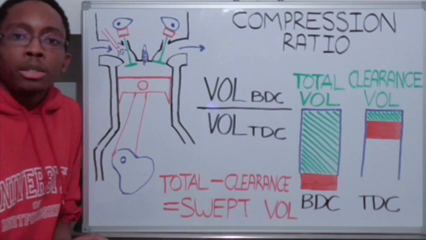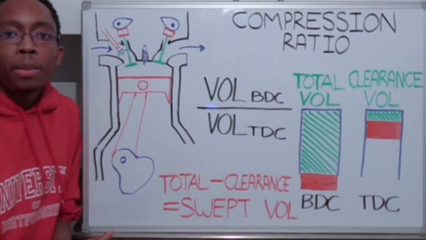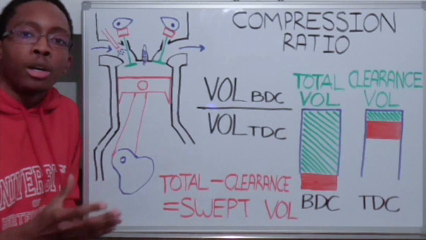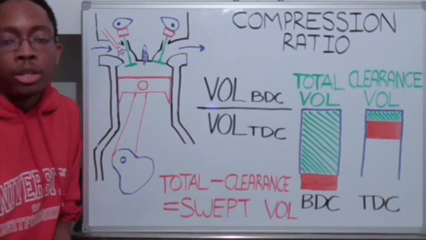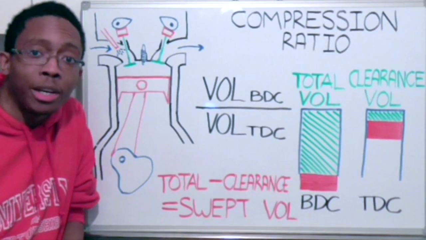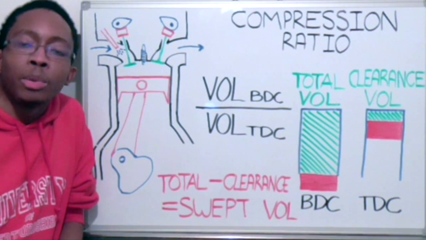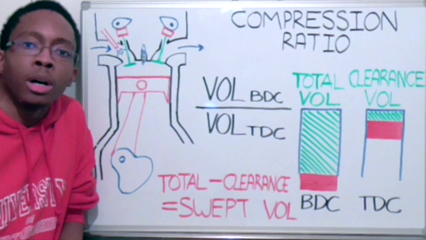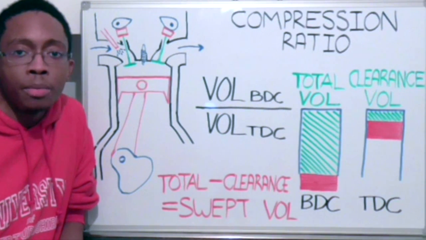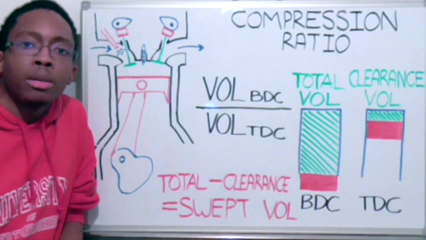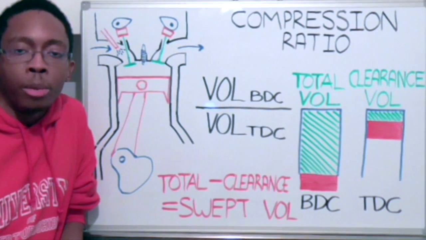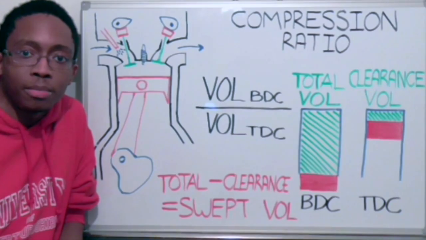Now, diesel engines, which use diesel fuel, operate at a higher compression ratio than petrol engines. We want our engines to be as thermally efficient as possible. And because diesel engines operate at a higher compression ratio than petrol, it could be said that diesel engines are more thermally efficient than petrol engines.